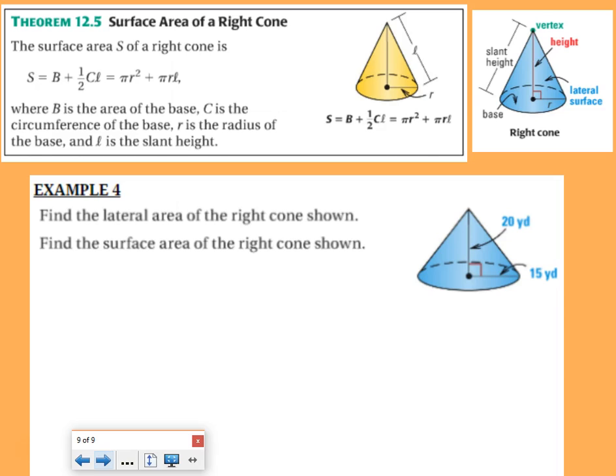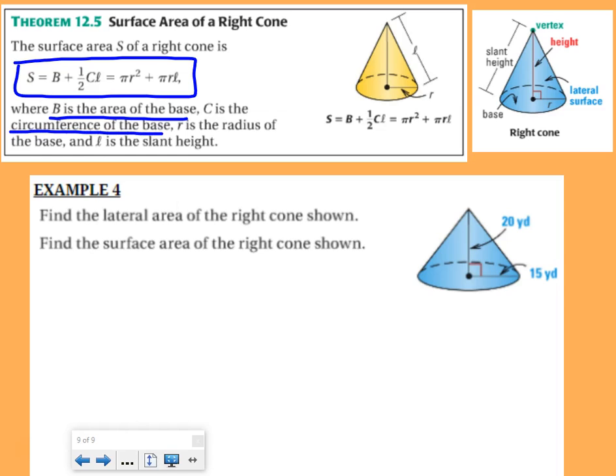Surface area of a right cone. So the surface area of a right cone is given here. B is the area of the base, C is the circumference of the base, R is the radius of the base, and L is the slant height. So if you just use this formula right here, pi r squared plus pi r L, pretty simple. S equals pi r squared plus pi r L.